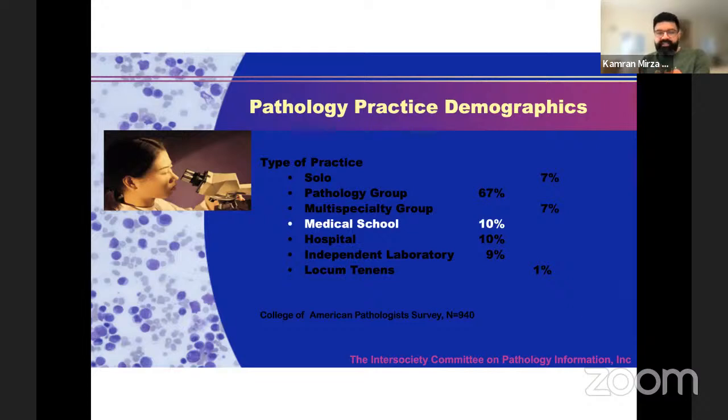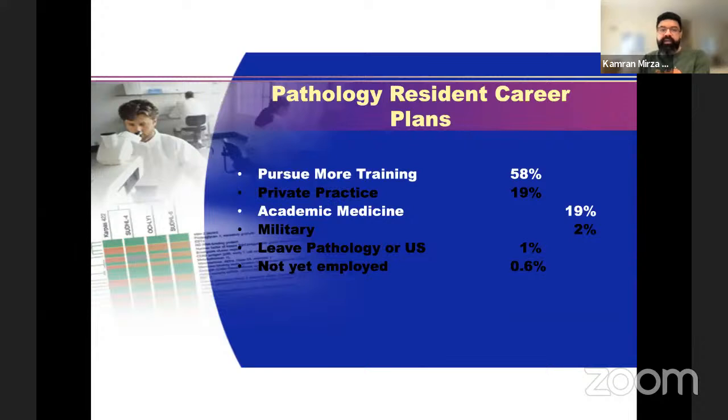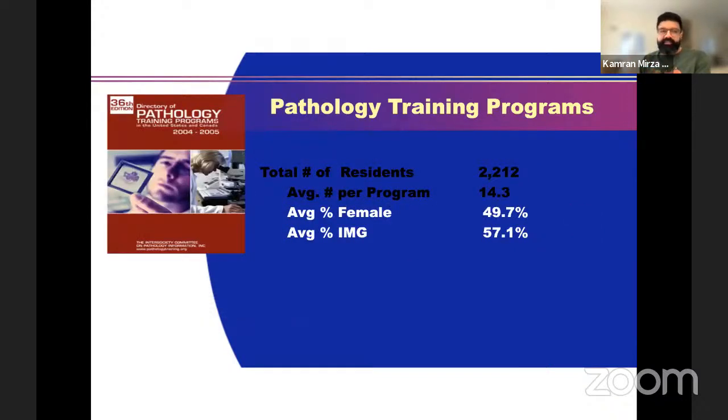So I am obviously practicing in a medical school, meaning that I'm affiliated with a medical school. So that's a smaller percentage of people. In general, the most common one is people being part of a pathology group, which is a private group. Once people finish residency, 20% or so do academic medicine. And the large majority of them, I would say it's not even 60%, it's probably like 80 to 90% decide to do more training, meaning fellowship training. Because right now you can't just be APCP certified and then not do further specialty training.